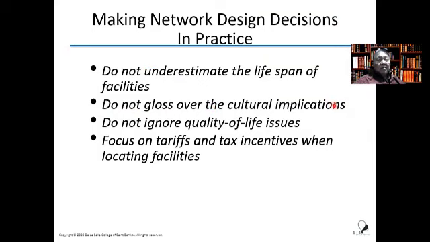Do not gloss over the cultural implications. Normally, when you do supply chain network analysis, it involves a lot of countries, and we all know that different countries have different cultures. Do not ignore quality of life issues, especially now in the era of pandemics, the era of sustainability. People now are starting to realize the value of quality of life. And lastly, focus on tariffs and tax incentives when locating, especially global or regional facilities. When you go outside of the country, tariffs and taxes are already different from your own country. So you better consider that in your decision making.